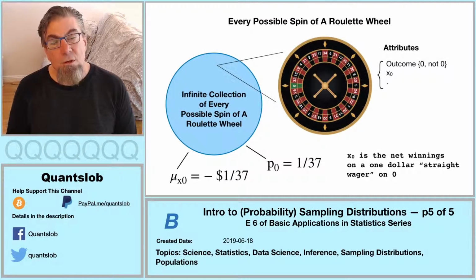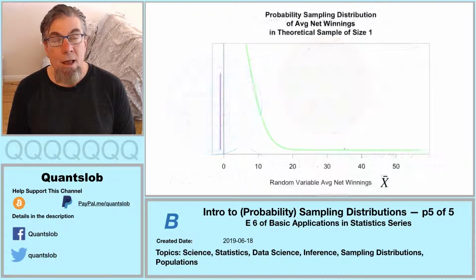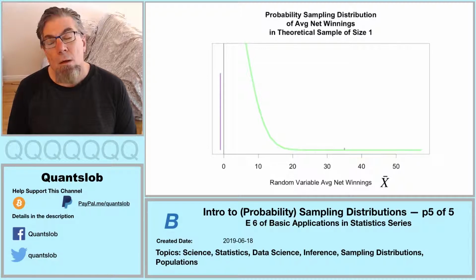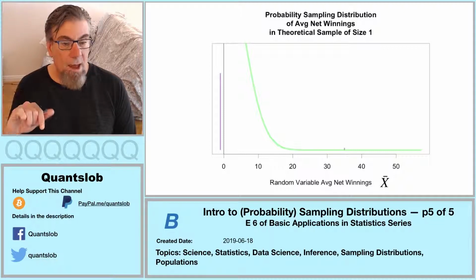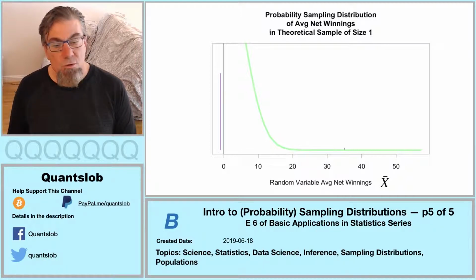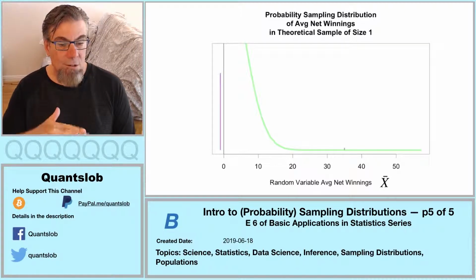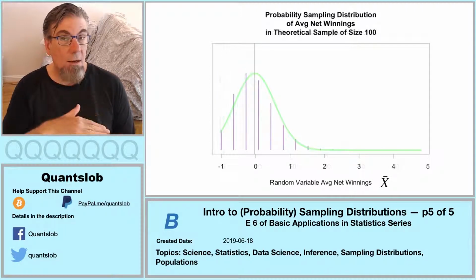We also considered the imaginary population of every possible spin and ball landing of a European roulette wheel. The probability sampling distribution of our sample statistic average net winnings for a theoretical random sample of size 1 is lopsided or skewed, as in skewed to the right. Here, the green path very poorly traces our sampling distribution. However, it turns out that the distribution, the 2 purple bars, do in fact balance at the black line. You can see that even though you got a little blip way out here, it's exerting a lot of leverage.